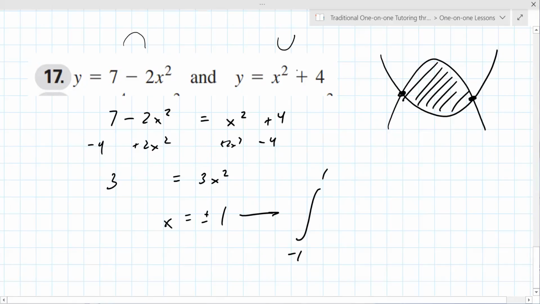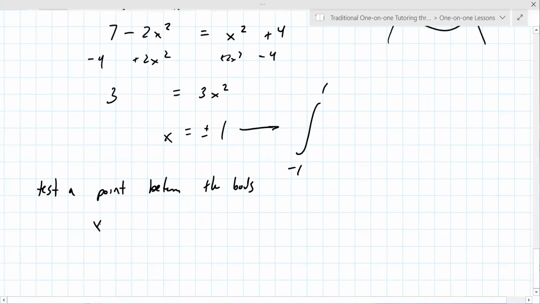So sometimes students are like, well, how do I figure out which one's on the top, which one's on the bottom? So if you have a graph, that's great. But if you don't have a graph, you test a point between the bounds, like 0. So if x equals 0, let's snip this in here again.